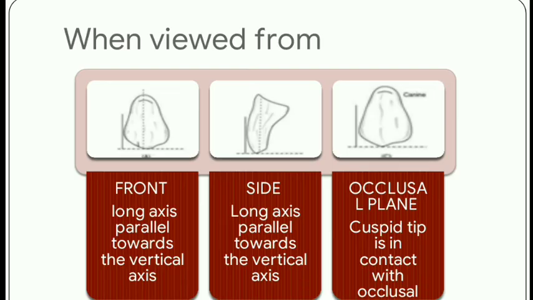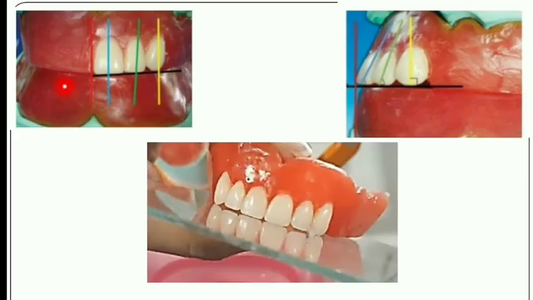The canine, when viewed from the front, has its long axis parallel to the vertical axis, and from the side view, the long axis is parallel to the vertical axis. In the occlusal plane, the cusp tip is in contact with the occlusal plane. This is the front view of all the anterior teeth. The central incisor is parallel to the vertical axis and the lateral incisor is slightly inclined to the vertical axis. The canine is also parallel to the vertical axis.